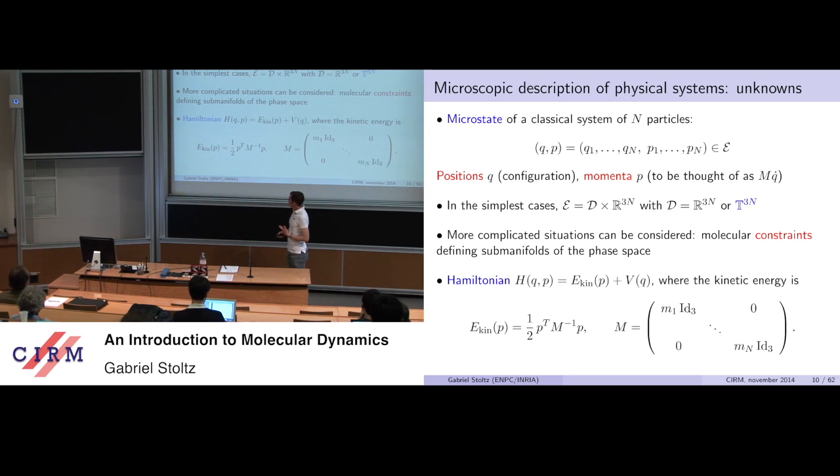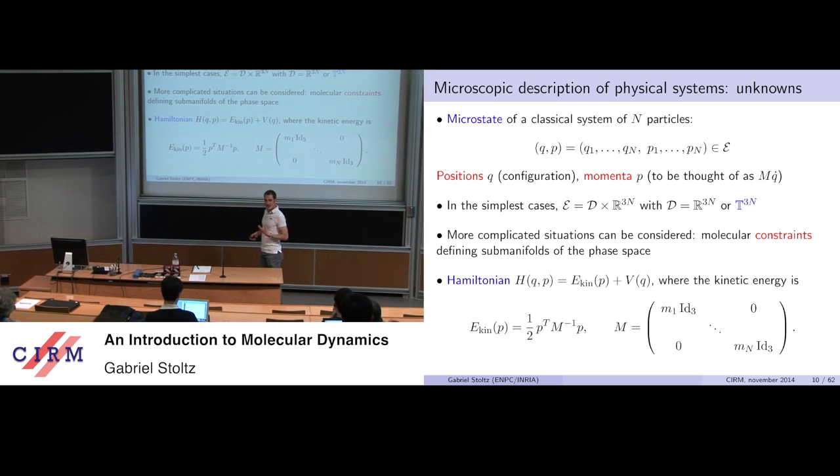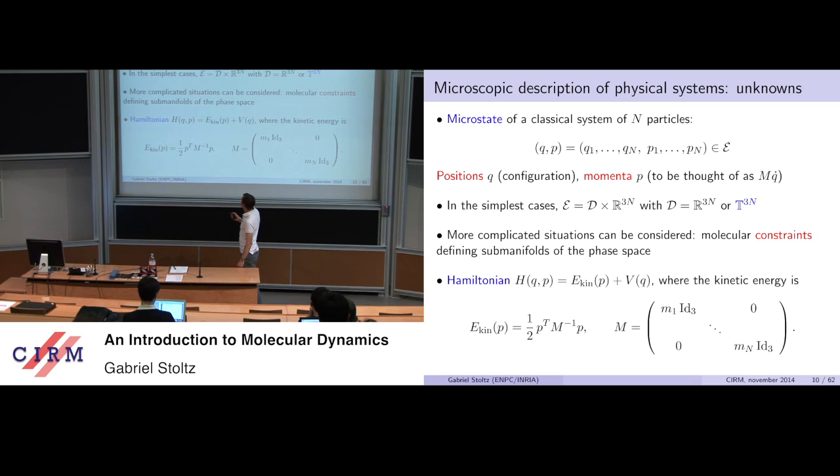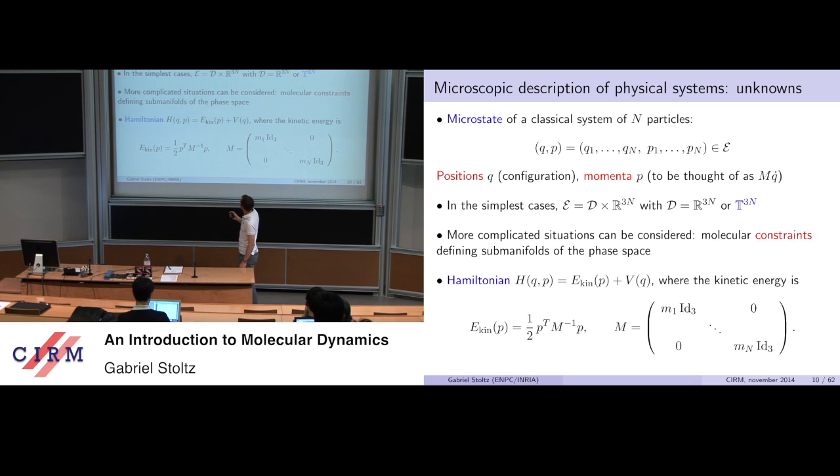The first thing to do is to tell you what the unknowns in my problem are. The unknown in my problem will be the microstate of the system. The microstate will really be the set of all positions of my atoms, or particles, of which there are capital N, and all their momenta. Momenta is mass times velocity. It's not something which is very intuitive as such. Velocities are more intuitive, I think.